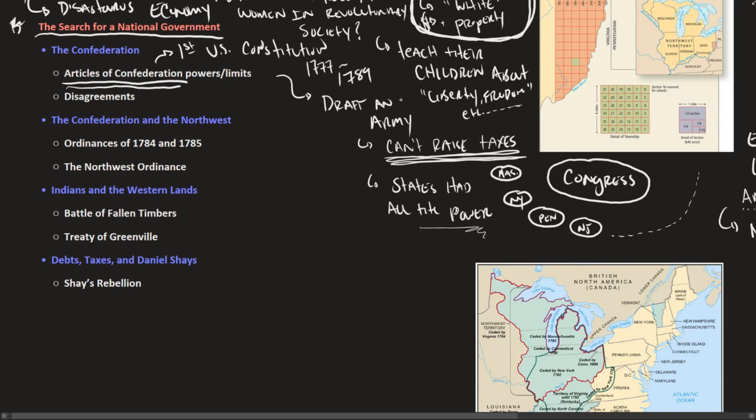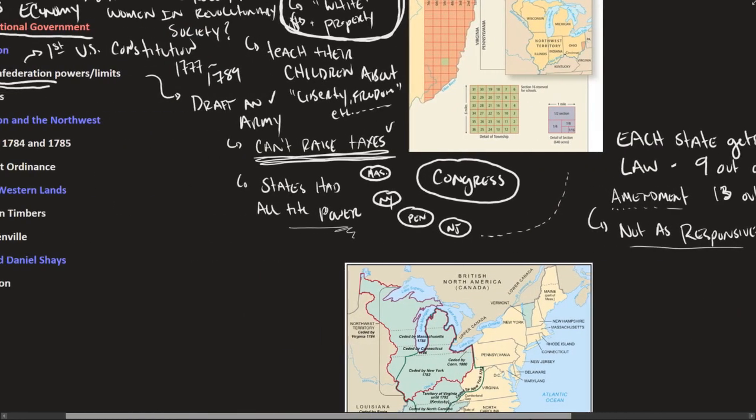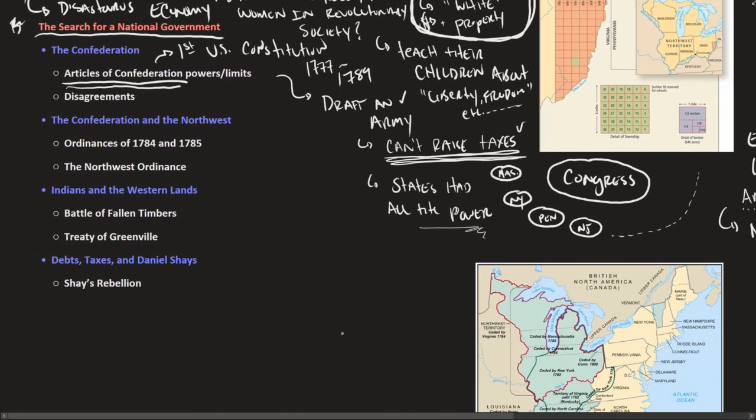And because it can't draft an army, because it can't raise taxes, and because it's very difficult to pass laws, all these problems go unheard of. So we'll talk more here about some of the problems. Some of the disagreements emerged in this period. We'll talk more about the disagreements.